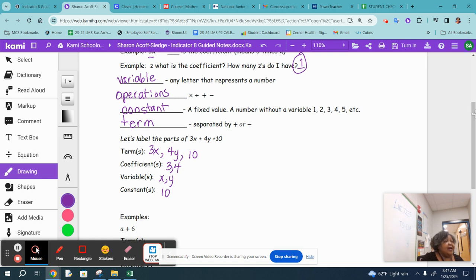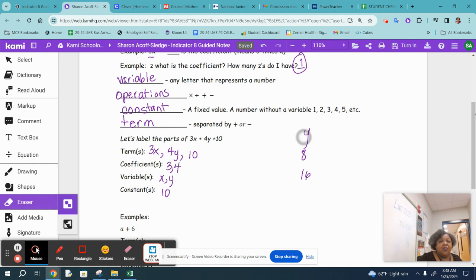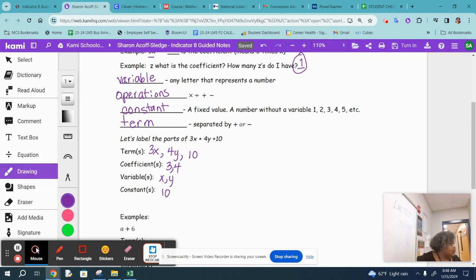When you put a number in front of a variable, it is no longer a constant because the variable means it can change. So if I put 4 times y, if I say y is equal to 2, it's going to be 8. If I say y is equal to 4, it's going to be 16. So you don't always have that 4 there. You'll have multiples of 4. It's not a constant anymore. The variable makes it changeable. But when it's by itself, 10 is just 10. That's it. All right, very good questions.